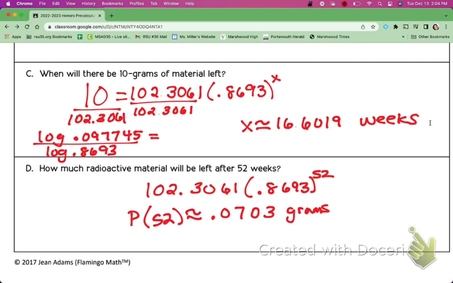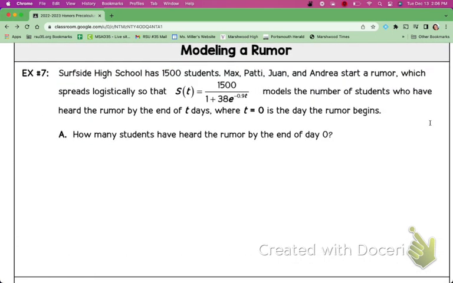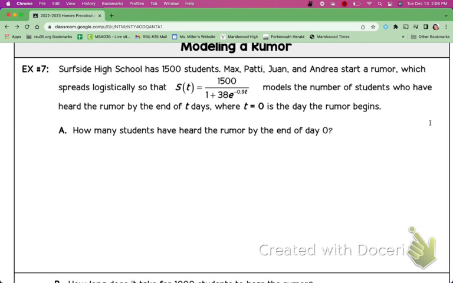Okay. Almost there. Last one. Okay, so here we have these carrying capacity functions again, where we have a horizontal asymptote maxing out at 1,500, and then we're bottomed out at 0. So it says Surfside High School has 1,500 students. Max, Patty, Juan, and Andrea start a rumor, which spreads logistically so that there's our function, modeling the number of students who have heard the rumor by the end of t days, where t equals 0 is the day the rumor begins.